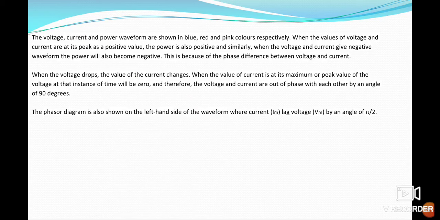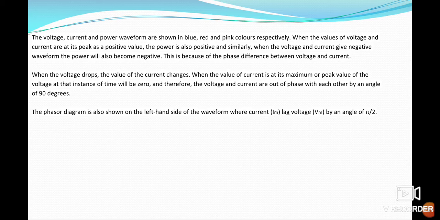So, the voltage, current and power waveforms are shown in blue, red and pink colors respectively. When the values of voltage and current are at peak or positive, the power is also positive, and similarly when the voltage and current give a negative waveform, the power will also become negative. This is because of the phase difference between voltage and current.